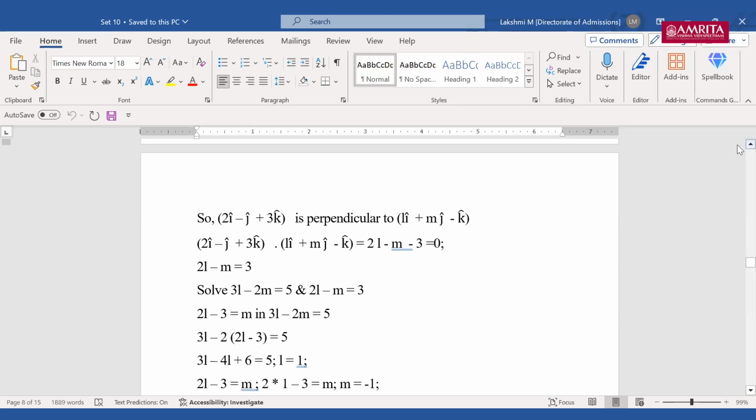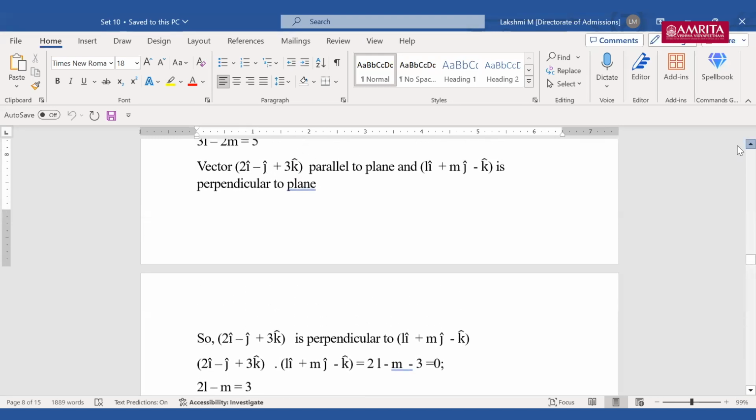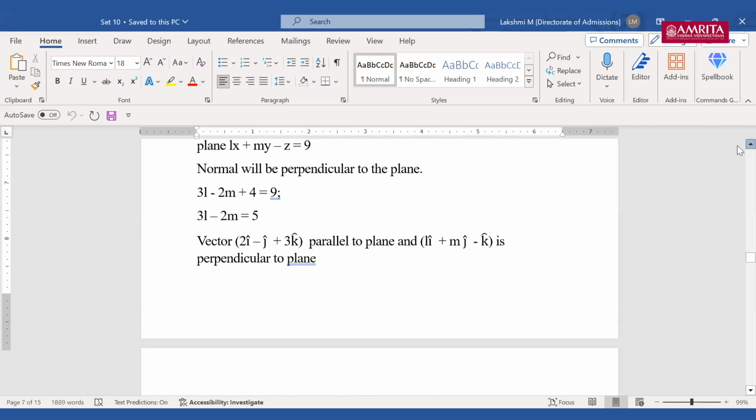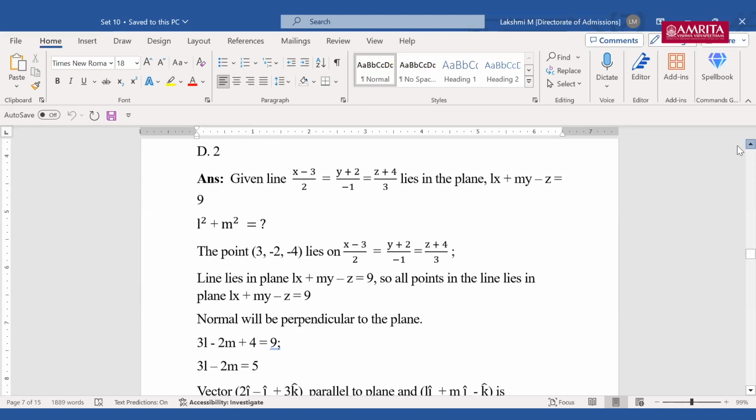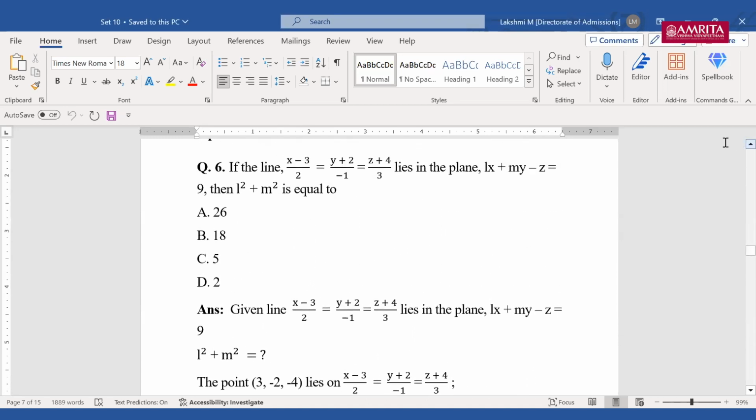But the initial part is you just need to understand what is given in the question, how we are going to analyze these things and how we are going to find these two equations, which will help you find the value of L and M and then L square and M square. So we'll just discuss this once again. This was the initial part that's given in the question. I'll just read out the question because somebody has asked. The line (x minus 3) by 2 equal to (y plus 2) by minus 1 equal to (z plus 4) by 3 lies in the plane Lx plus My minus z equal to 9. I have to find out L square plus M square.